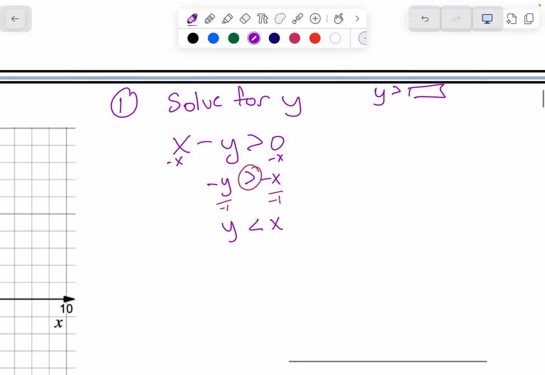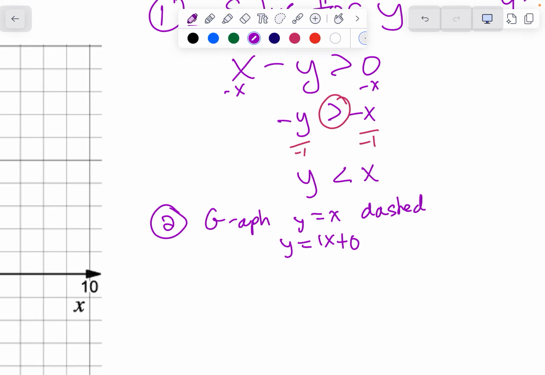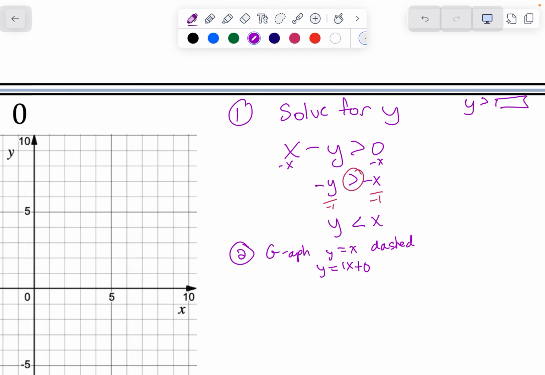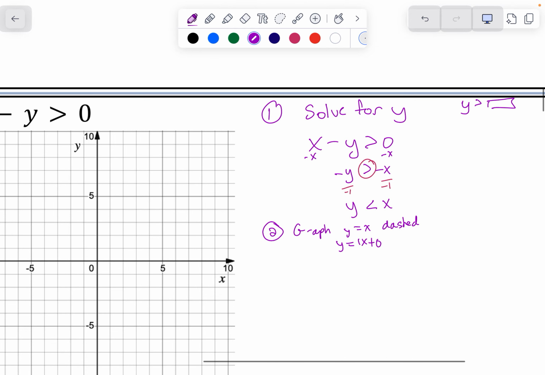Okay. What we're going to graph on the page is y equals x, and we're going to make it dashed. The reason we're going to make it dashed is there's no equal to there, okay? And how do we graph y equals x? Well, I would even think of it as y equals 1x plus 0, right? Our slope is 1, our starting point is 0. So when we graph it, we start at 0, go up 1 over 1.